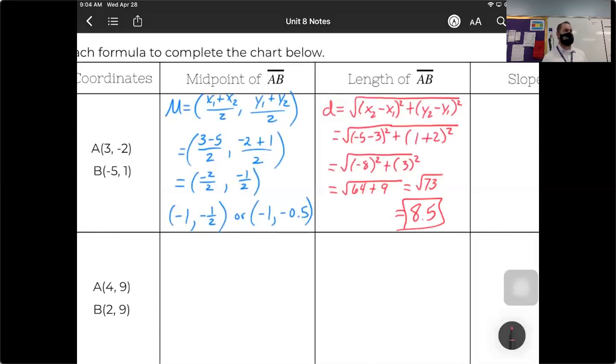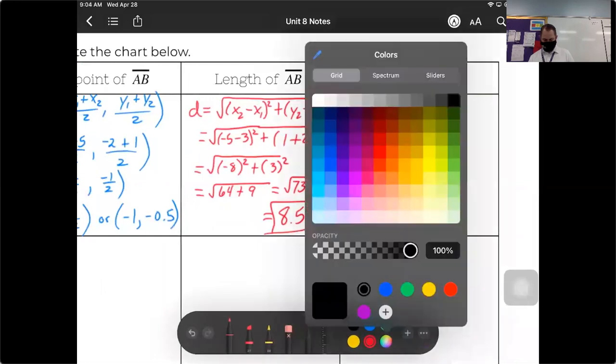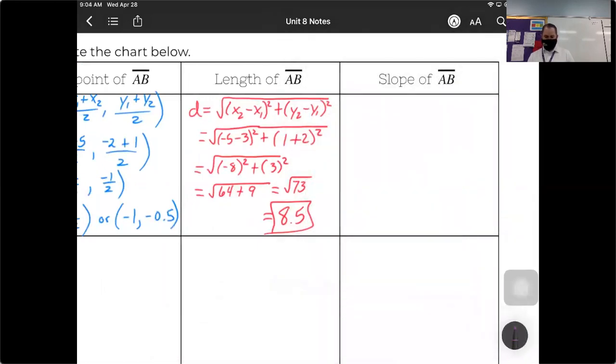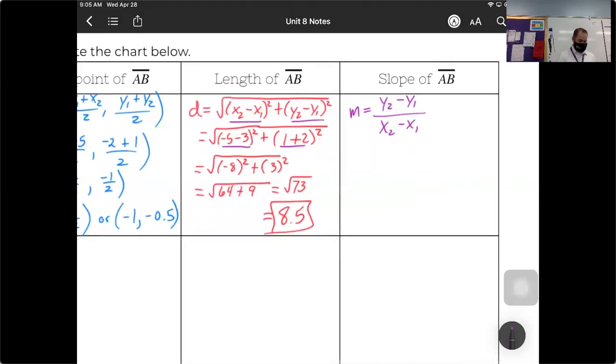Okay, so we've discovered what is halfway between A and B. We've discovered how far apart A and B are. Now we need to look at the slope of the segment from A to B. Okay, your slope formula, we just did that last time. That's the difference of the y values on top, y2 minus y1, over the difference of the x values, x2 minus x1. Now, we've already done those here. We've already done those differences, so we can already write those parts in without a lot of extra work.